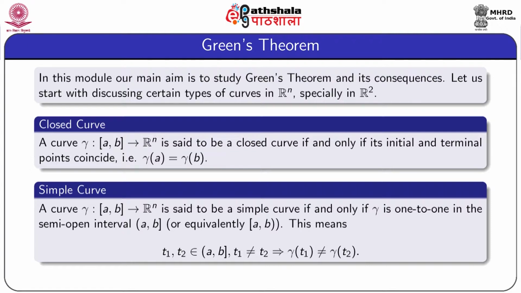Next, simple curve. A curve gamma from the interval with endpoints AB to Rn is said to be a simple curve in Rn if and only if gamma is 1 to 1 in the semi-open interval open A closed B. This means if T1 and T2 are 2 points in the interval with endpoints A and B, at the side A it is open, and T1 is different from T2, then gamma T1 is different from gamma T2. Equivalently, we can consider the interval as closed A open B.